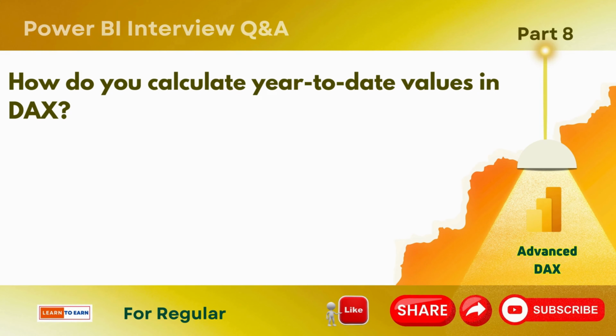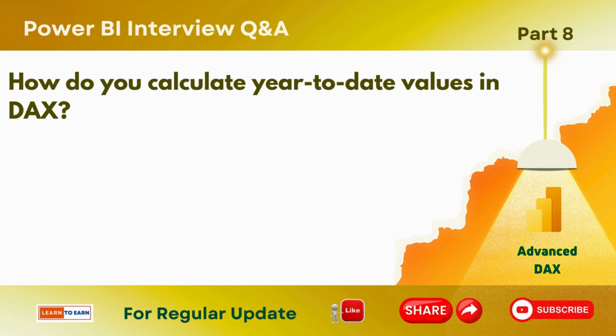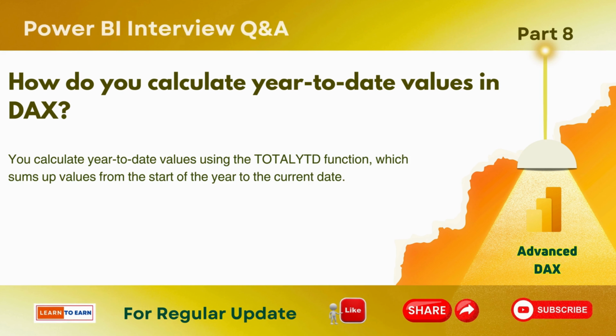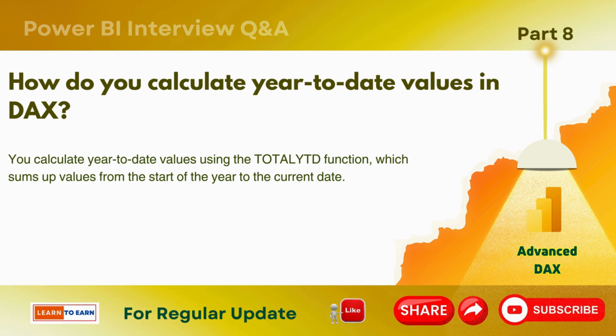How do you calculate year-to-date values in DAX? I calculate year-to-date values using the TOTALYTD function, which sums up values from the start of the year to the current date.